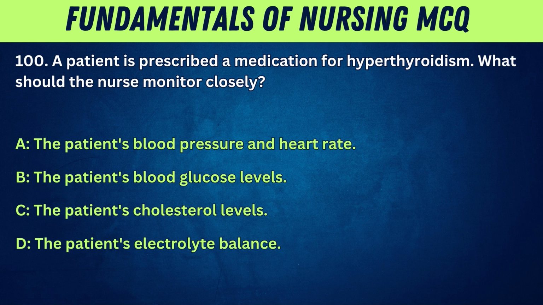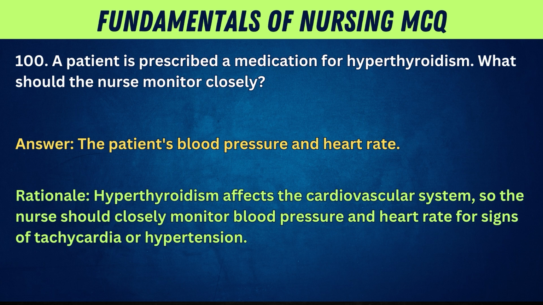What should the nurse monitor closely? A. The patient's blood pressure and heart rate. B. The patient's blood glucose levels. C. The patient's cholesterol levels. D. The patient's electrolyte balance. Answer: the patient's blood pressure and heart rate.